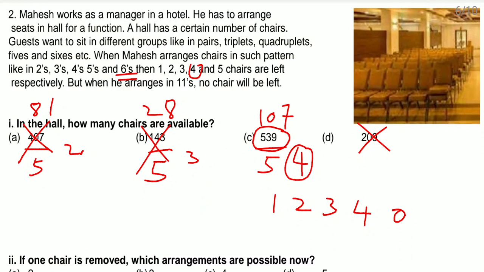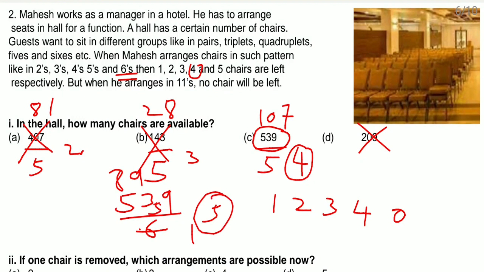So let me try with 6 also. If I divide 539 by 6. So 6 ones are 6, 6 sixes are 36, 6 sevens are 42, 6 eights are 48, right? So 6 eights are 48. So 2 and 5, 59 is left. Then 6 nines are 54. 5 is the remainder, correct? So 5 is the remainder. That is also the correct one. That means the number of chairs available is 539. So our option C is the correct one.